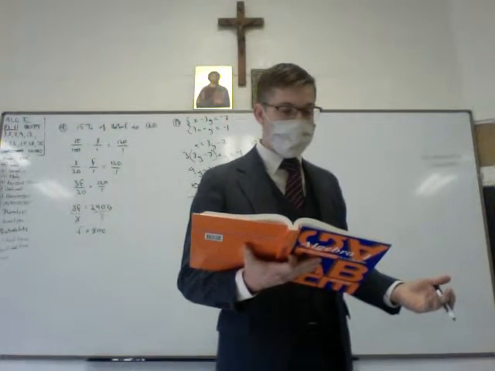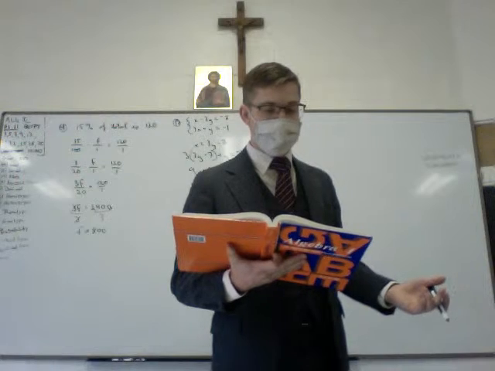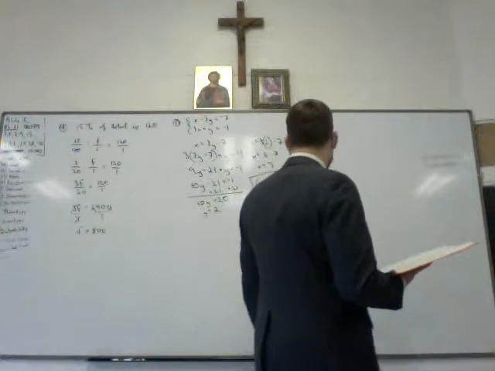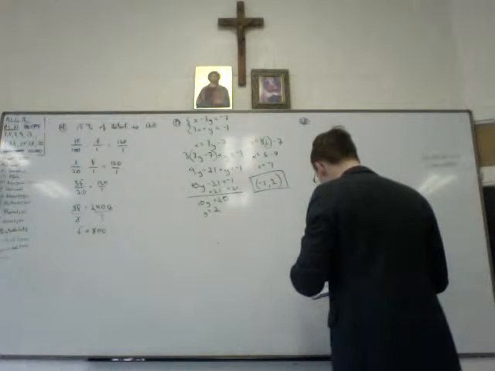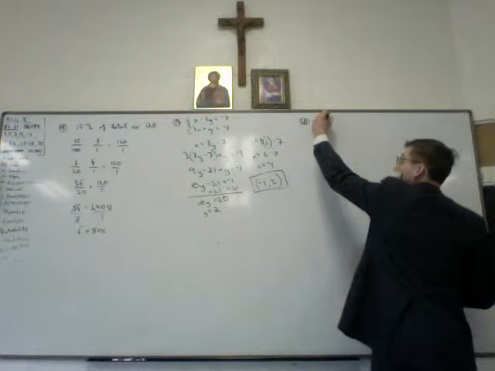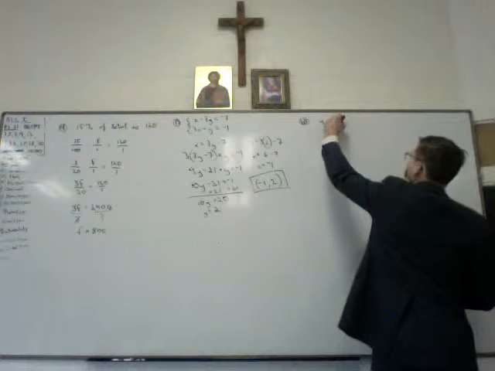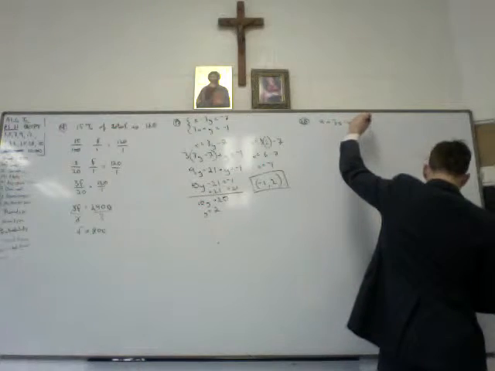Graph these equations on a rectangular coordinate system. Okay. Now, the equation that they give us in number 20 is 4 plus 3x minus y equals 0.